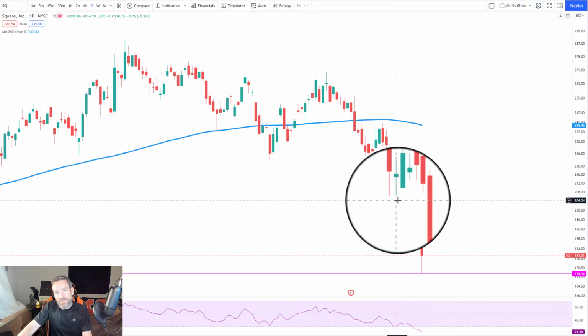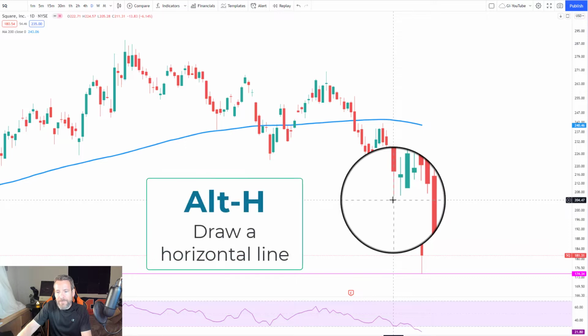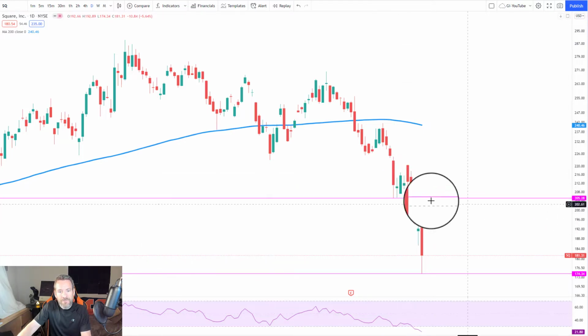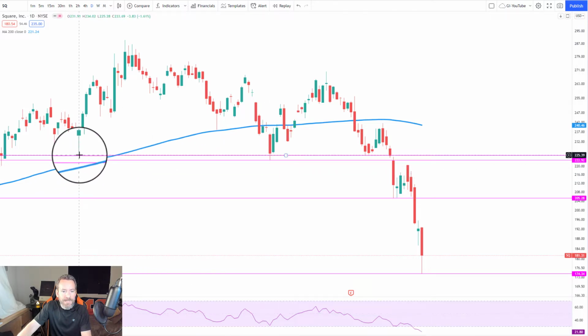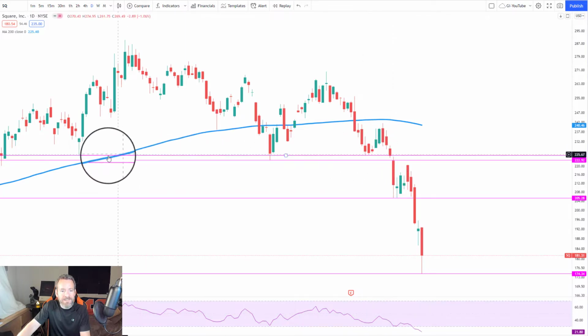So we're going to mark these in TradingView using a horizontal line, and you can do this really easily by just putting your cursor over it and hitting Alt-H. And you can see that we can find levels. So let's do this a couple more times at key pivot points where it was at the low of a trading day. And you can see that the market almost has a memory when it comes to this stock. It pulls back to these key points and it does it over time.